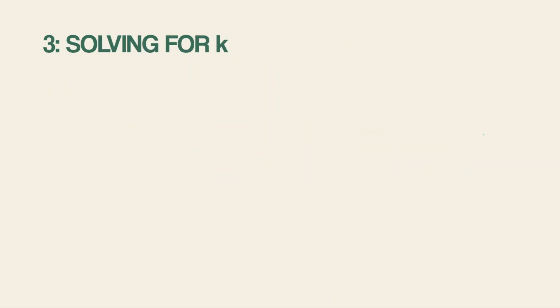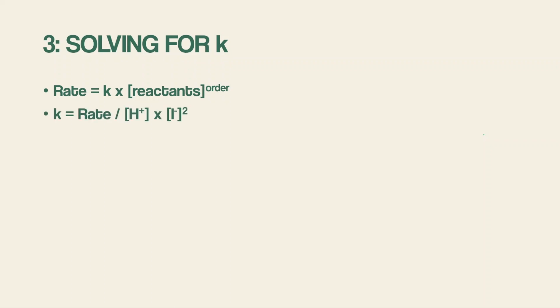The third thing you want to do in any sort of 6-mark question is to solve for K. That's basically the main part. So again, we're going to use the rate equation here. Rate equals K multiplied by the concentration of reactants to their respective orders. We're solving for K, so K needs to be the main character right now. So we rearrange it: K equals rate divided by reactants to their respective orders.